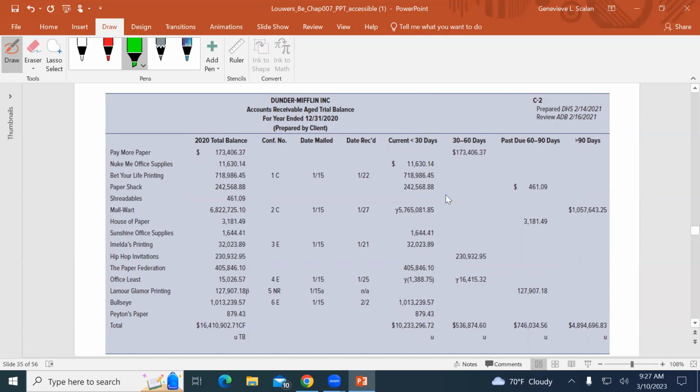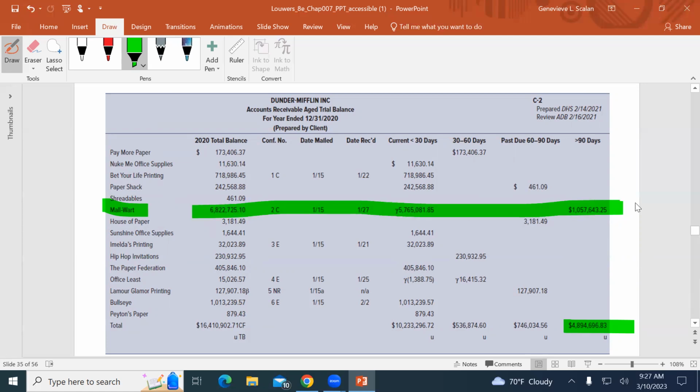Some are 30 to 60 days past due. Some are 60 to 90 days past due. And here are two extremely large accounts that are more than 90 days past due. So at this point, I would want to know why Malwart, and, oh well, that's the total. Okay, never mind. So why hasn't this account been written off, right? What's going on here? And why are they still giving them stuff?